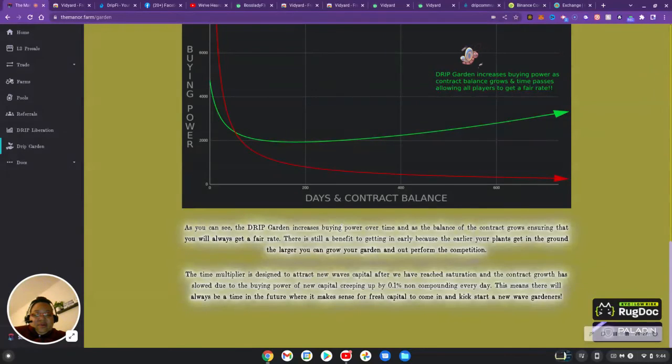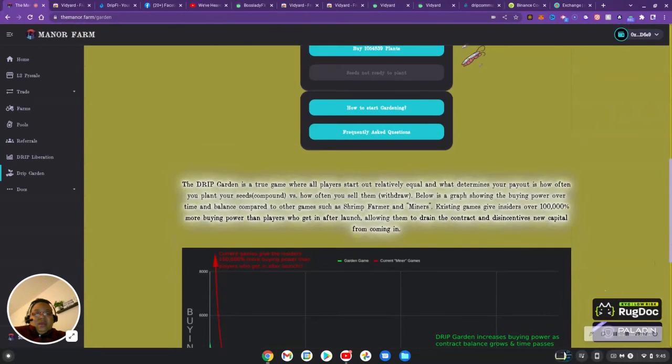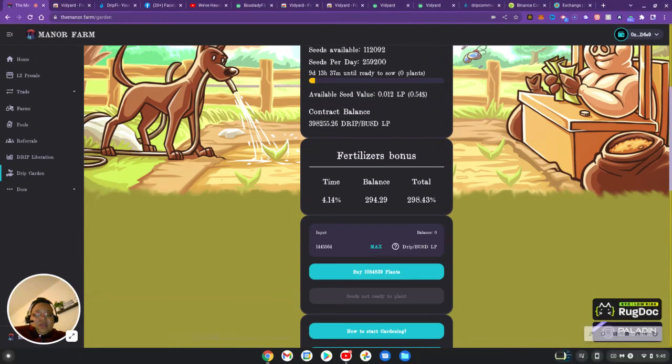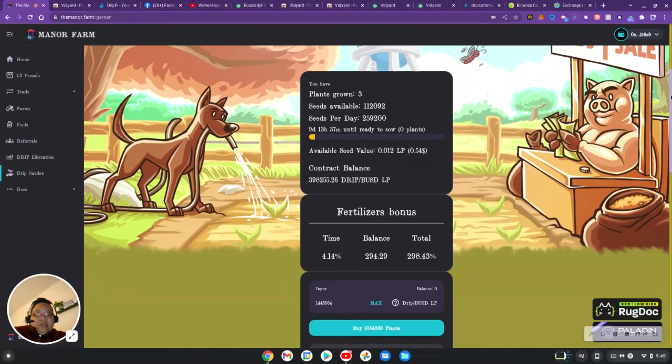It says, as you can see, Drip Guard increases buying power over time as the balance of the contract grows, ensuring that you will always get a fair rate. There is still a benefit to getting in early because the earlier your plants get in the ground, the larger you can grow your garden and outperform the competition. The time multiplier is designed to attract new wave capital. After we have reached saturation and the contract growth has slowed, the buying power of new capital creeps up by 0.1%, non-compounding, every day. This means there will always be a time in the future where it makes sense for fresh capital to come in and kickstart a new wave of gardeners.